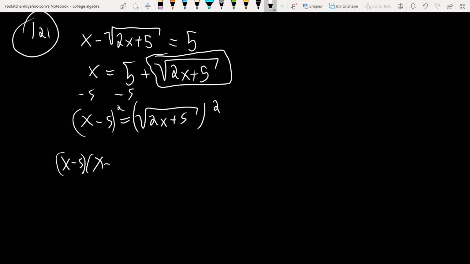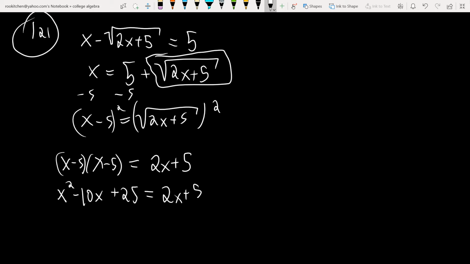So I'll have to FOIL that. On the right-hand side, the square root will go away. Okay, so I've got to FOIL this side. x squared minus 5x minus 5x is minus 10x, and then plus 25 equals 2x plus 5. Okay, move the 2x, move the 5, so you get x squared minus 12x plus 20 is 0.